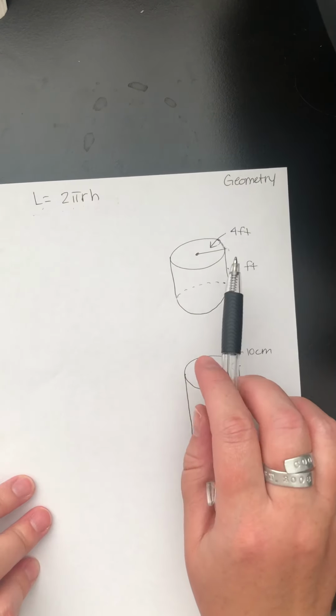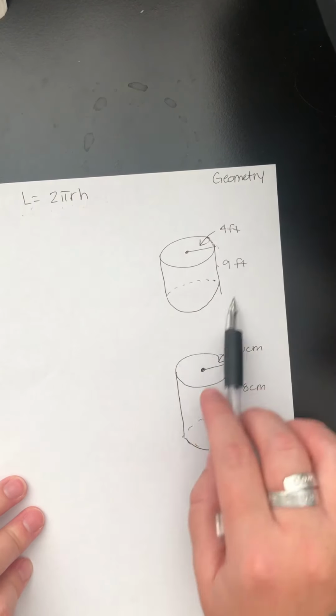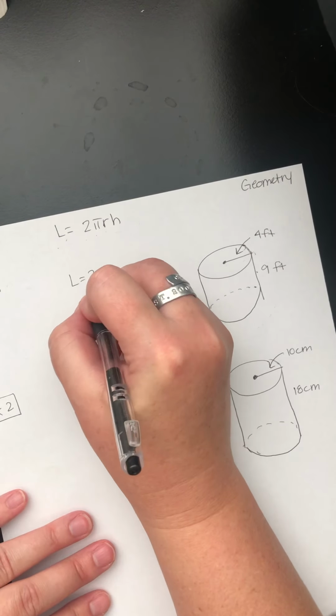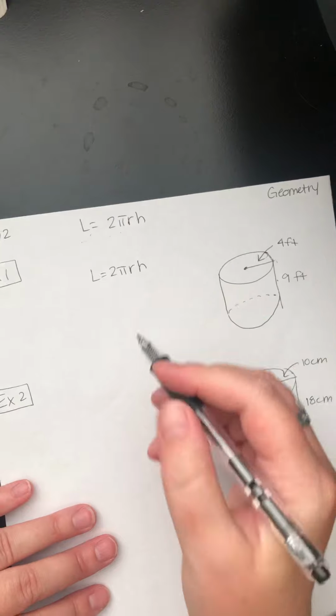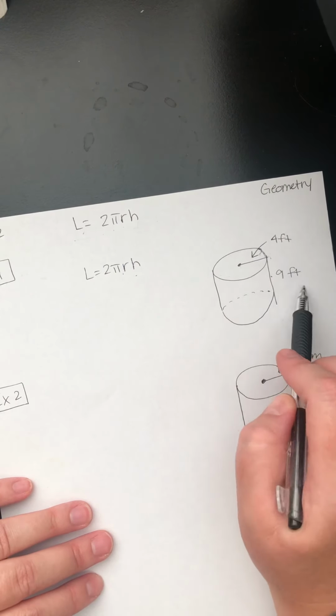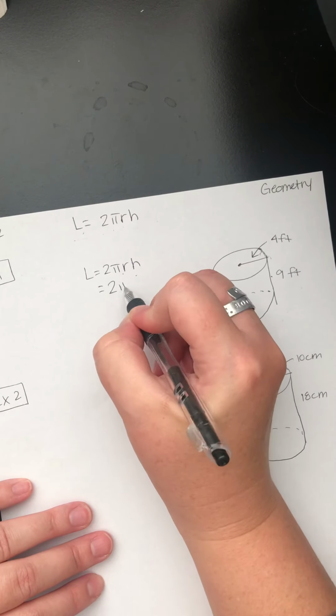This first example, we have to find the lateral area of this cylinder. It has a radius of 4 and a height of 9. So we're going to use the formula L equals 2 pi rh. All we need to know is the radius and the height. The radius is 4, the height is 9. We'll plug that in.